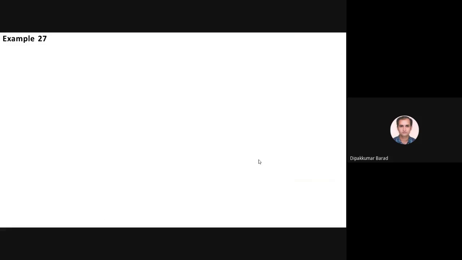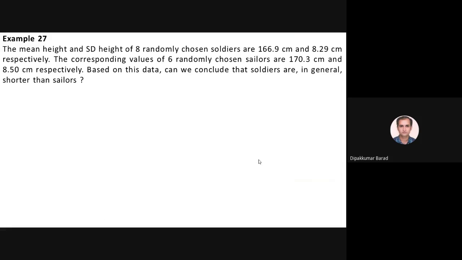Now example number 27. The mean height and standard deviation of height of 8 randomly chosen soldiers are 166.9 centimeters and 8.29 centimeters respectively. The corresponding values for 6 randomly chosen sailors are 170.3 centimeters and 8.50 centimeters respectively. Based on this data, can we conclude that soldiers are in general shorter than sailors?